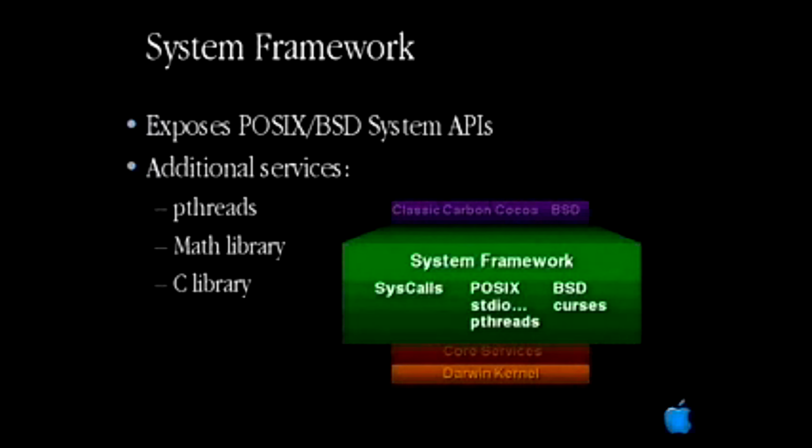There's a number of pieces that compose the BSD component, if you will. One is the system framework, and this is basically the set of libraries that actually expose the system APIs. In addition, as part of the system framework, there are other OS personality services that are provided, various other libraries, things like the math library and the standard C libraries, and things like pthreads. That's all part of the system framework. And if you're interested in more on the system framework, we'll be talking more about that at a BSD session later this week.